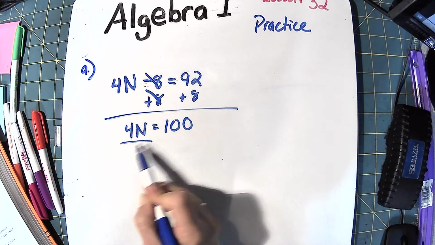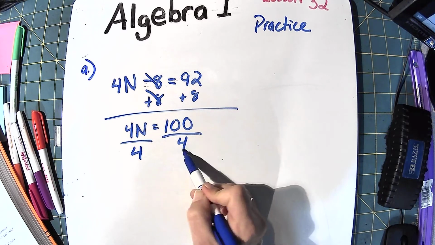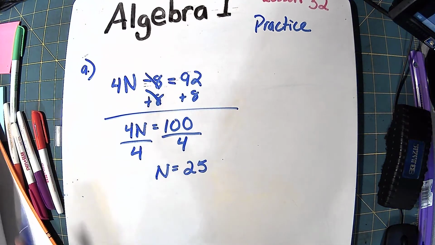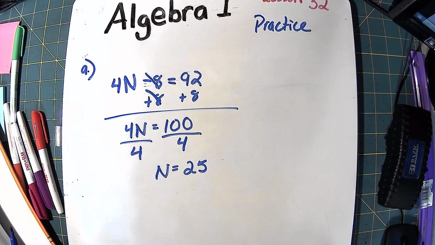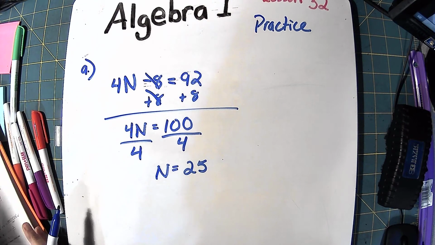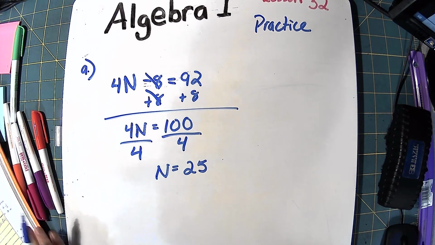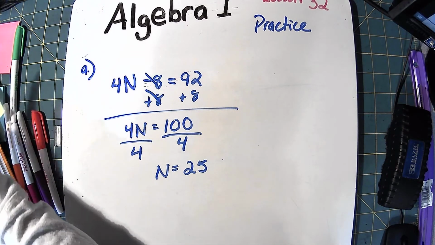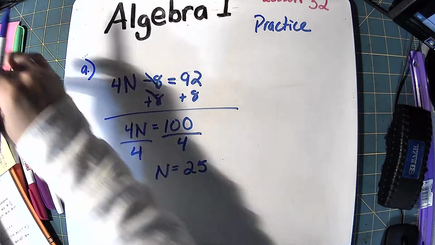Okay, and then we're going to divide by 4. And we're going to get n equals 25. Let me double check that, but I'm pretty positive that is right. Yep, 25 is the answer for that one.